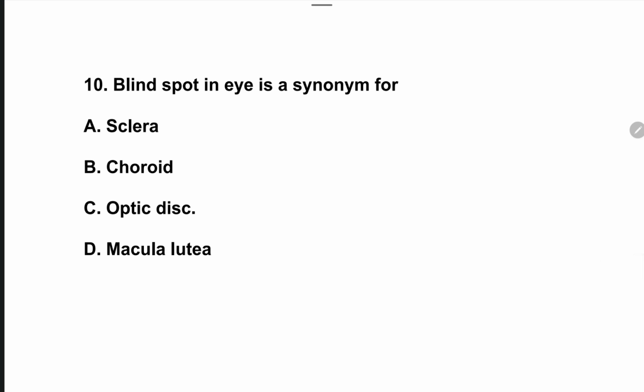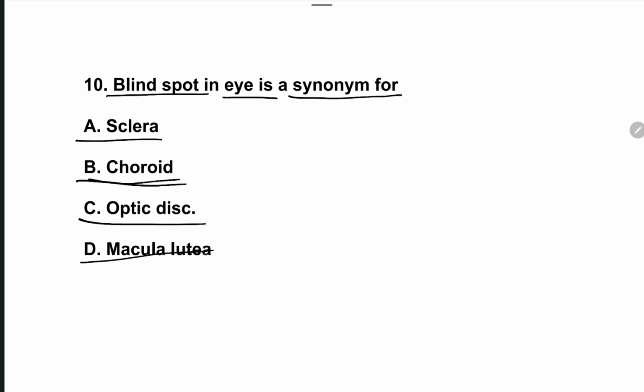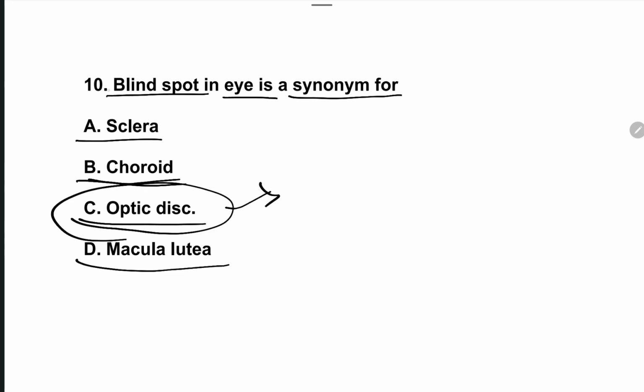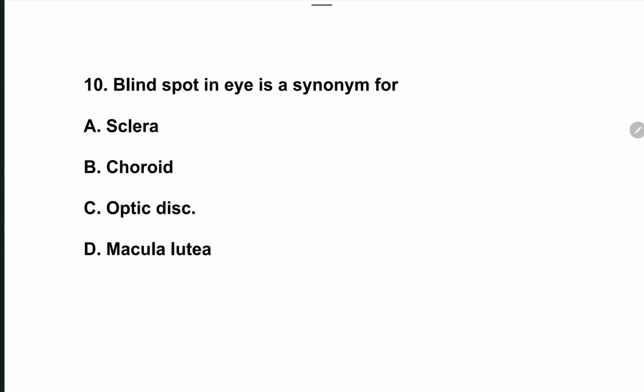The next one is a blind spot in eye is a synonym for. Options are sclera, cricoid, coracoid, optic disc, macula lutea. The different name is macula lutea. The right one is option C. Optic disc is known as blind spot of the eye.